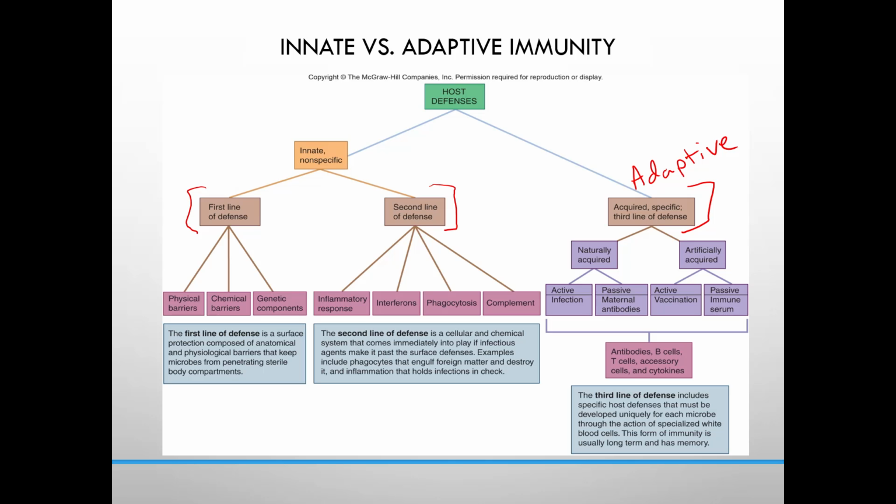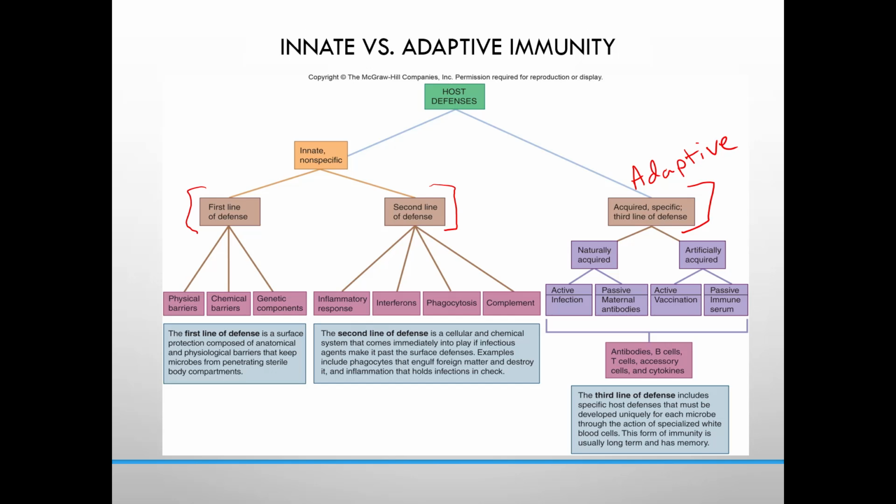So in the body, we have some pretty basic features that will prevent infection from coming in. First of all, physical barriers like the skin. The skin is a physical barrier that bacteria and most other microorganisms can't penetrate. We have chemical barriers. Chemical barriers include saliva. There are salivary enzymes that can help degrade pathogens that are coming into the mouth.